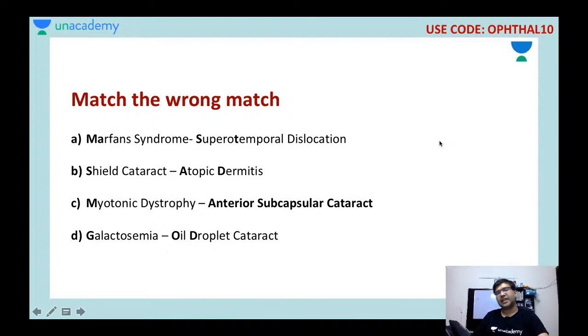Okay, the next question is, we have to match the wrong one. So your options are Marfan syndrome, superior temporal dislocation, shield cataract, atopic dermatitis, myotonic dystrophy, anterior subcapsular cataract, galactosemia, oil droplet cataract.